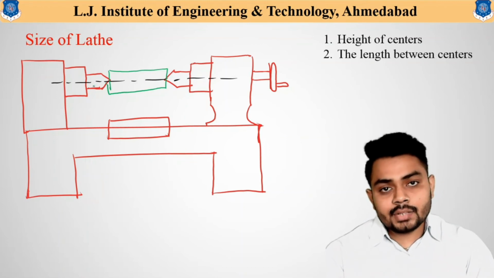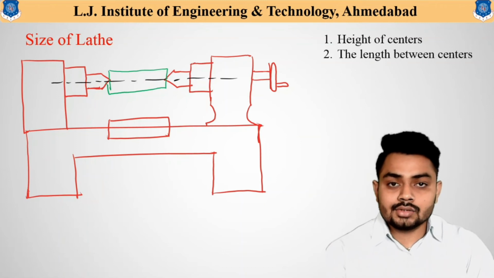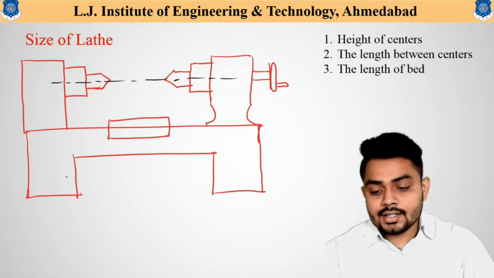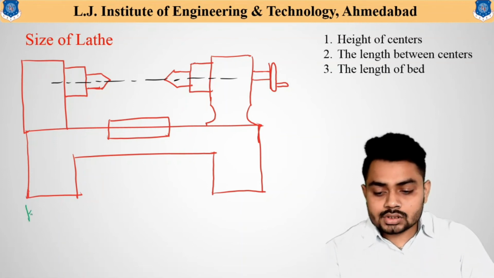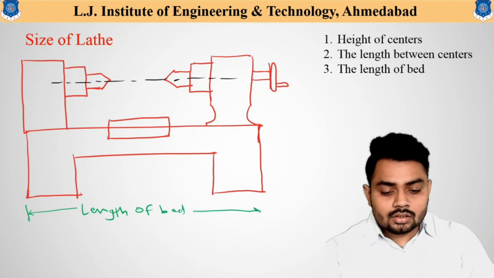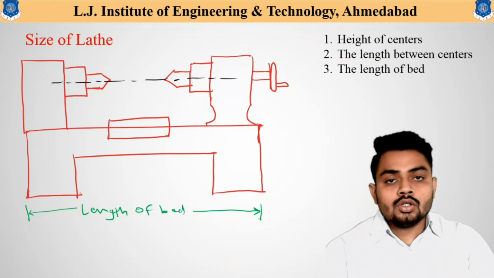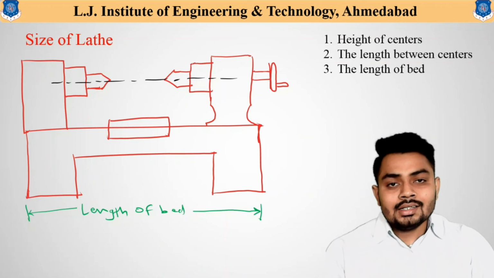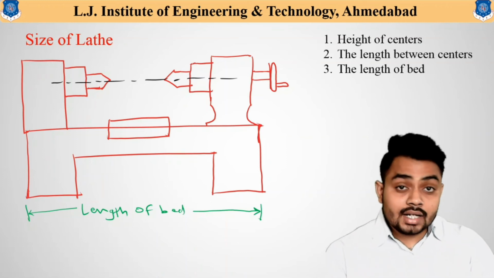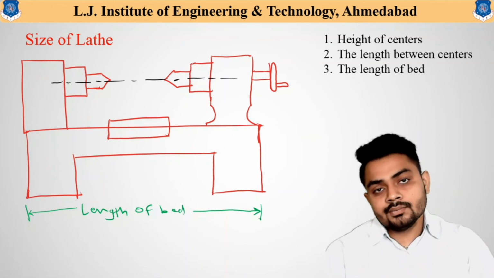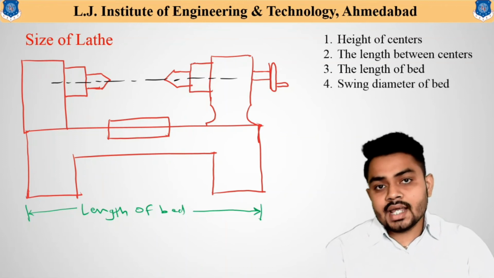This is another part, that is the length between centers helps us to understand the size of the lathe. Now the next one, that is the length of the bed. From the end portion, the length of bed can be understood. So how long the lathe machine is, that can be understood from the particular length of the bed. And there are different varieties of lathe machines available based on the variation of this length of the bed.